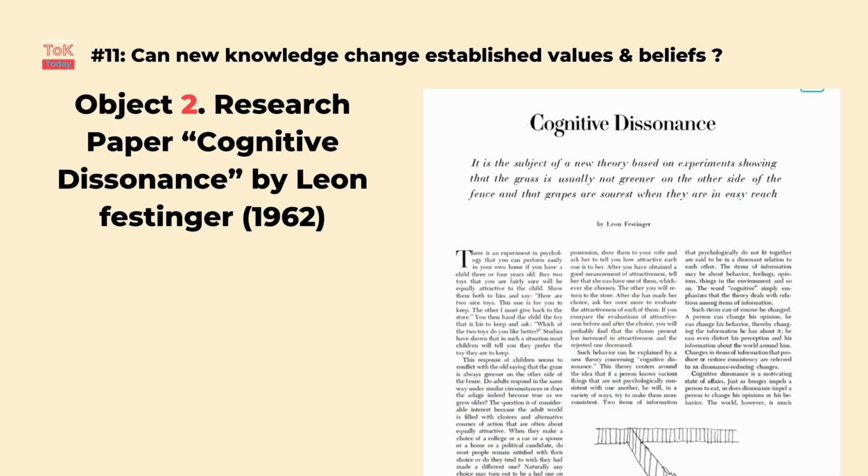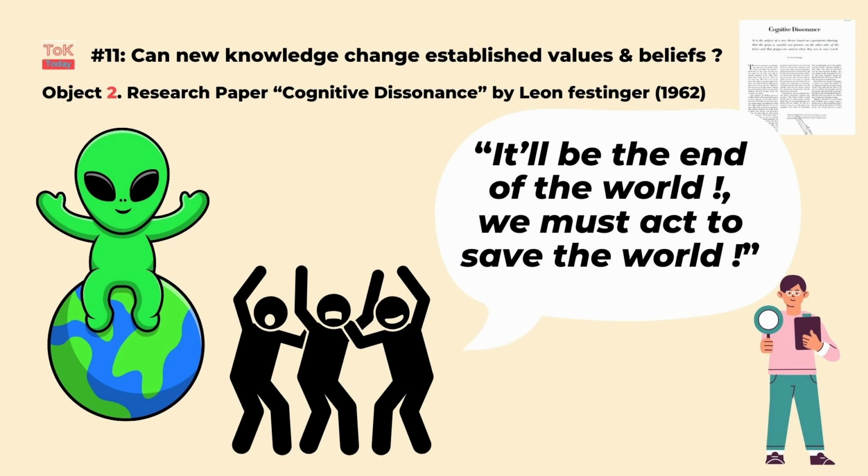Now, Object 2 is a research paper that appeared in Scientific American in 1962 titled Cognitive Dissonance by psychologist Leon Festinger. In the paper, Festinger describes his covert research with a group who believed that visitations by extraterrestrial beings would precipitate the end of the world at a specific time and place.